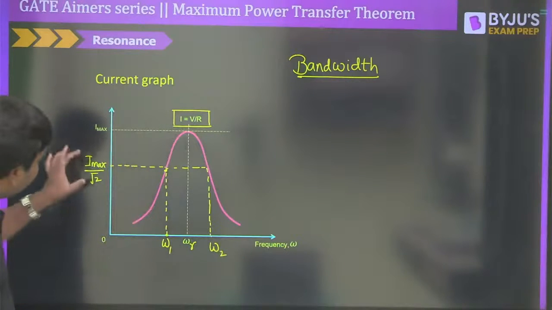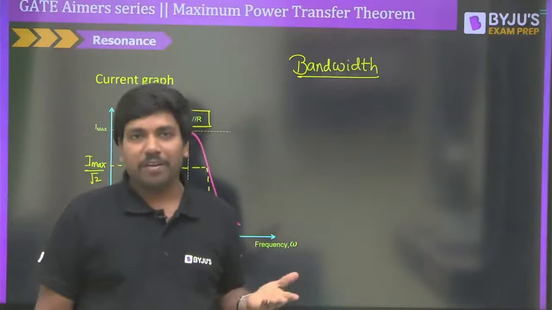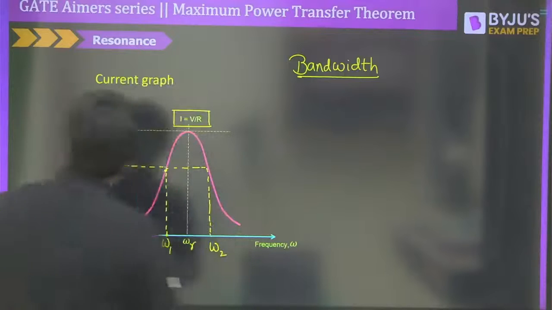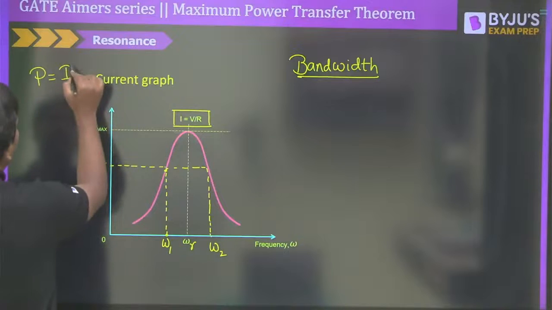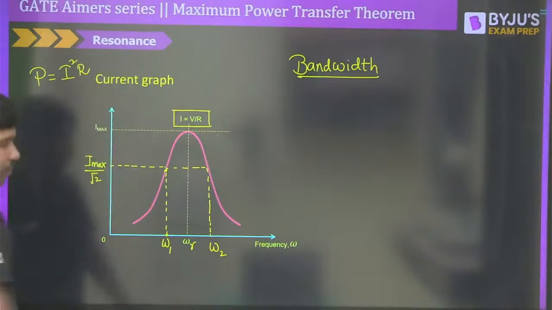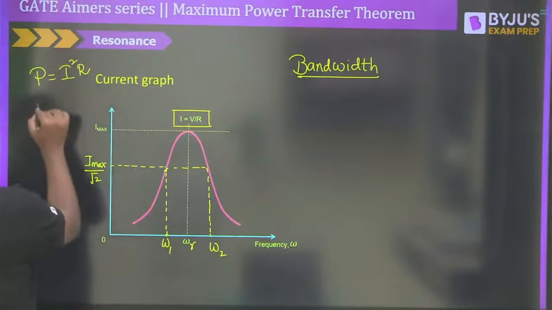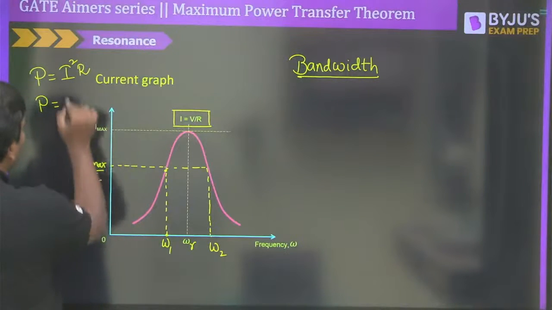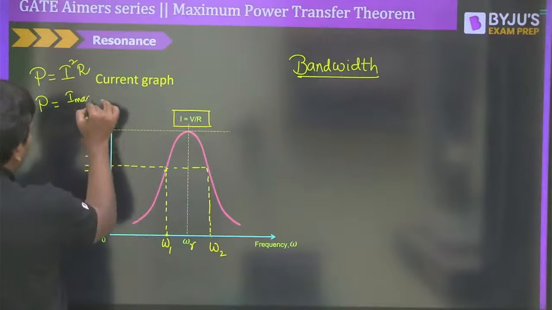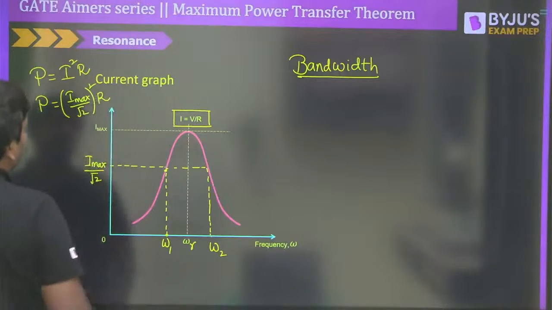Now, if the current is I max by root 2, what would be the power? Any one of you? If you look at the power calculation, let me tell you clearly, the power consumed by the resistor only is I square into R. Am I right? So simple. Here I RMS square. So when the current is equal to I max by root 2, the I RMS value will become I max by root 2 whole square into R, right? Whole square into R.